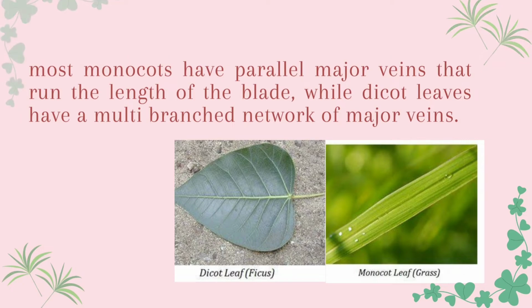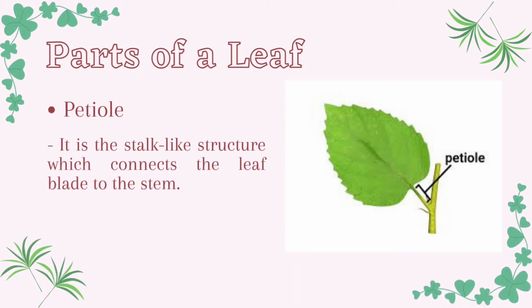network of major veins. The second part of the leaf is called the petiole. The petiole is the stalk-like structure which connects the leaf blade to the stem, and it helps in transporting water and nutrients absorbed by the roots to the leaves. Some of these enable water transport to the leaf, while the others carry food away from the leaf to other parts of the plant. And the petiole also helps the trees to lose their leaves in fall.